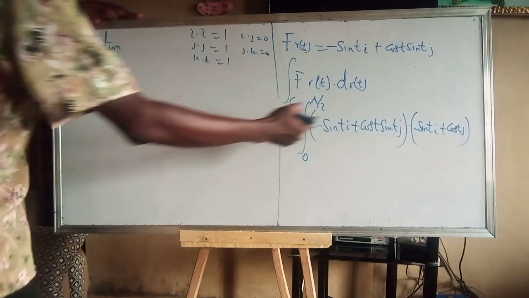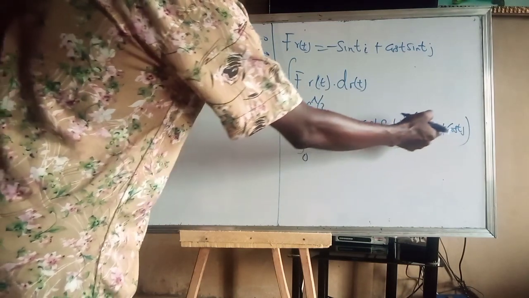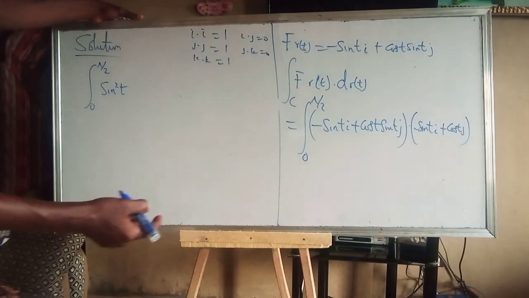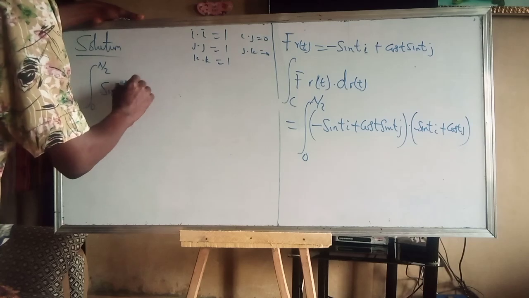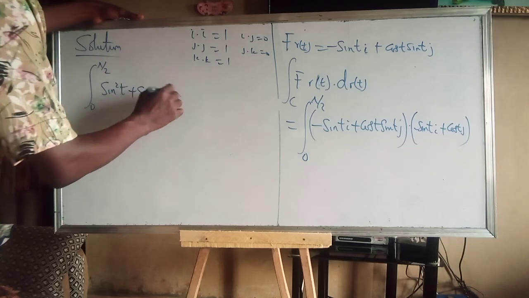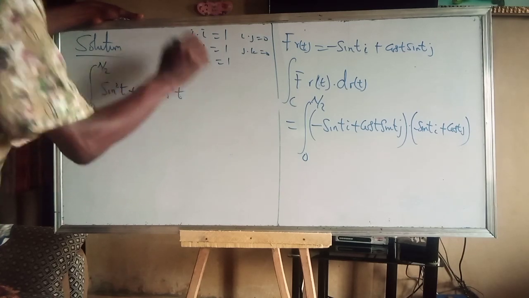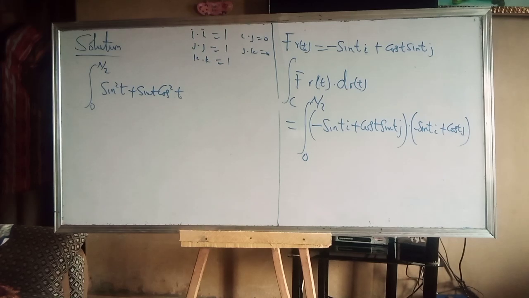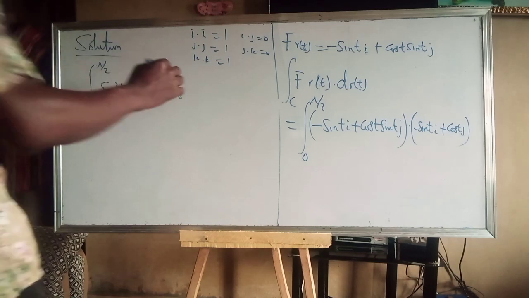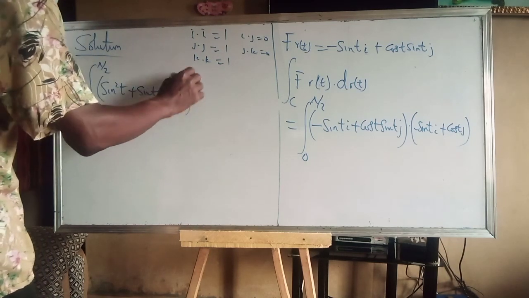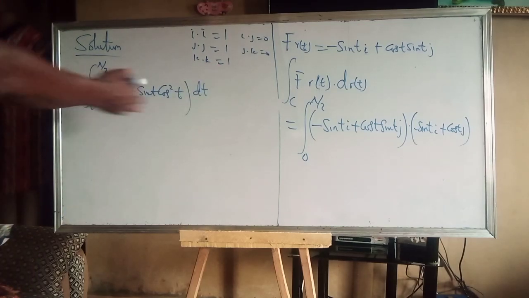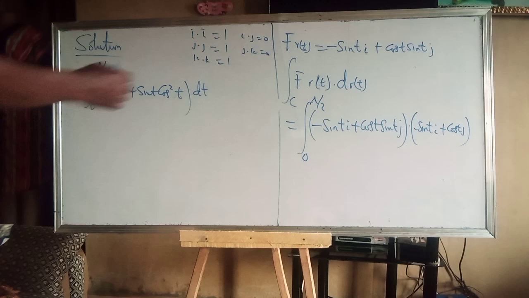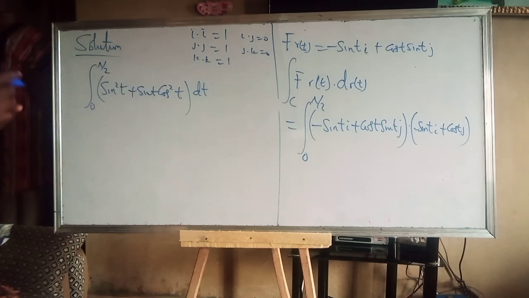Okay, then plus cos t sine t multiplied by plus cos t, that will be plus sine t cos square t, everything dt. Okay, so now we can break this using the property of line integral. So we can break this as what?